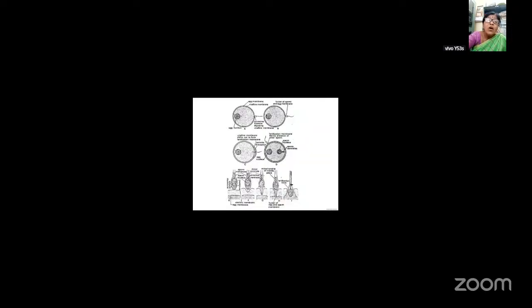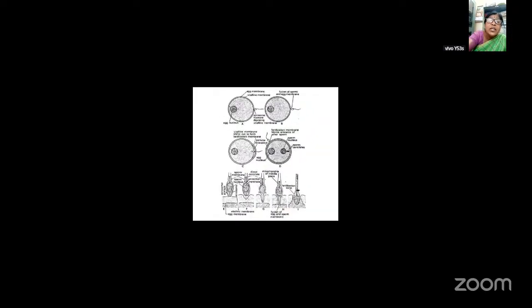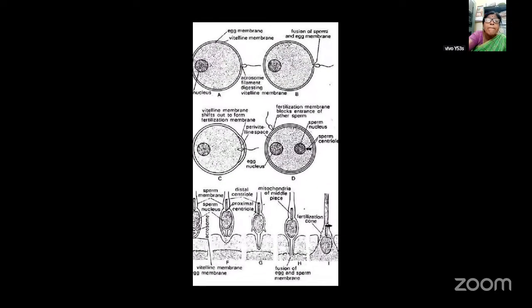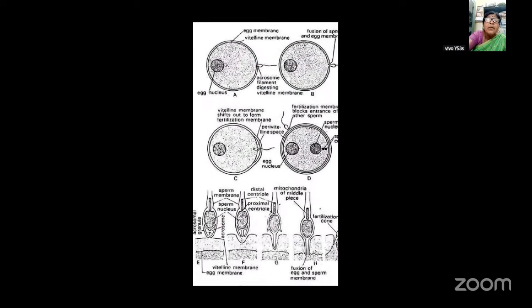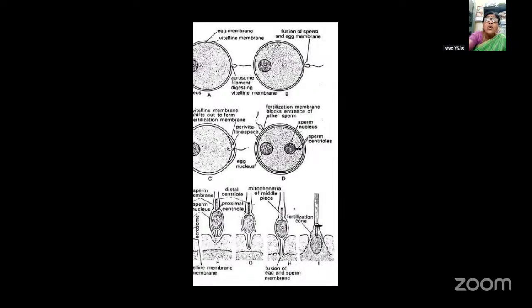Now we will see what actually happens in fertilization. Here this is the egg membrane, and this is the vitelline membrane, which has the egg nucleus. The sperm will penetrate through this membrane and reach the egg. So this is the sperm and this is the egg.